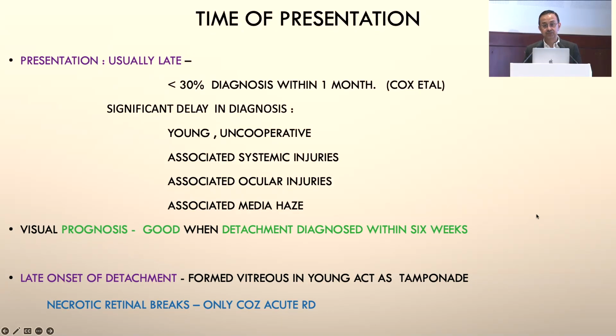Most of these detachments do not present acutely, they present later. Remember, less than 30% are diagnosed at the time of blunt trauma, and more importantly, they present late and are picked up late. This is the reason why you have significant delay in the diagnosis, further added to by young uncooperative patients. Sometimes if they have associated systemic injuries or associated media haze, we fail to pick up the detachment.